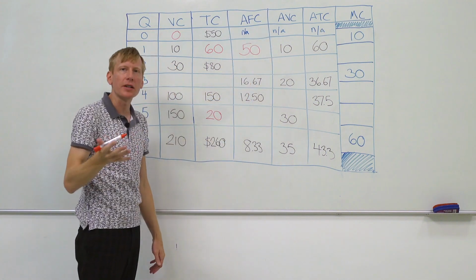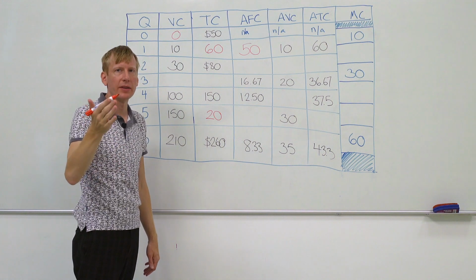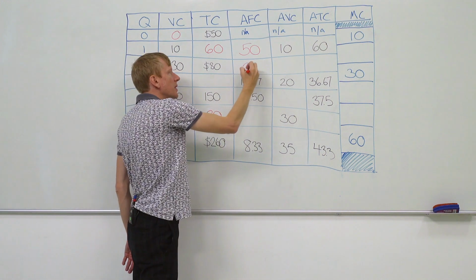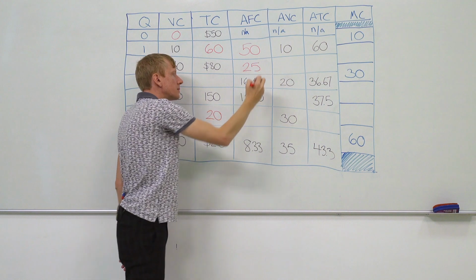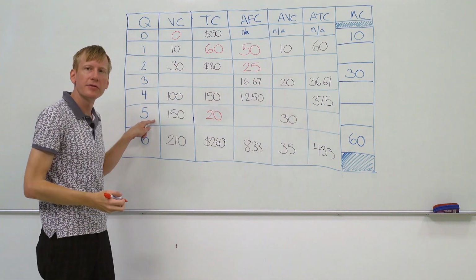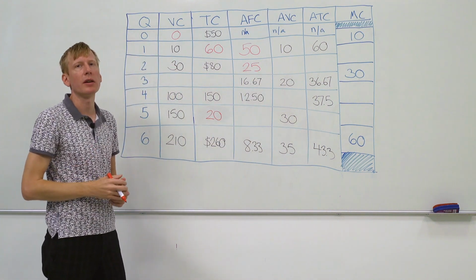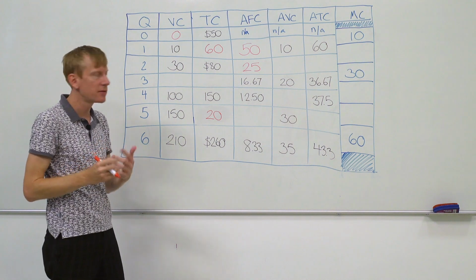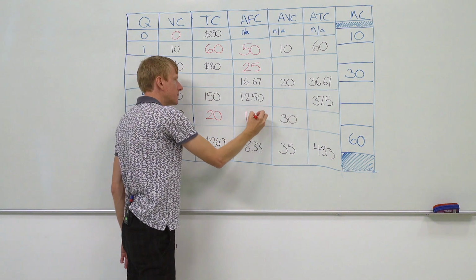Our average fixed cost with a quantity of 2 would be 50 divided by 2, should be 25. Next, with a quantity of 5, our average fixed cost should be 50 divided by 5, it should be 10.